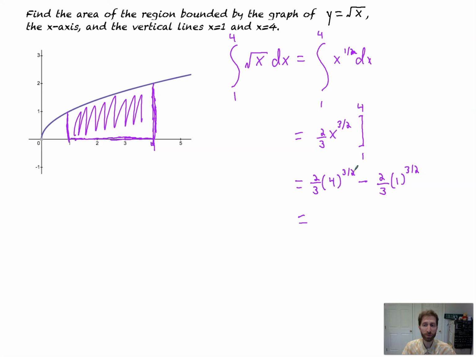4 to the 3/2, well, the square root of 4 is 2, cubed is 8, times 2/3 is 16/3, minus, well, 1 to the 3/2 is 1, times 2/3 is 2/3, and that simplifies to 14/3. Oh, it's beautiful. It's a simple problem. It's a quick problem, but it's a classic one.